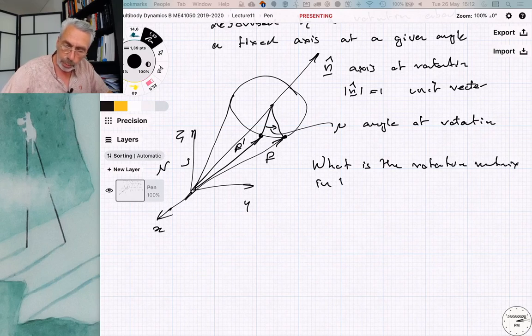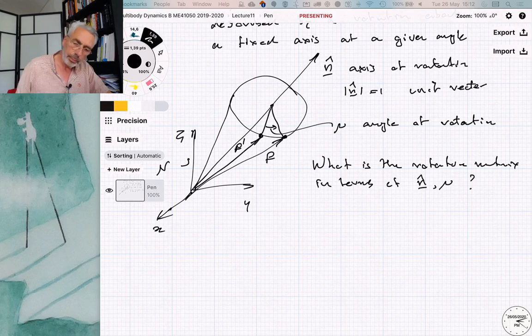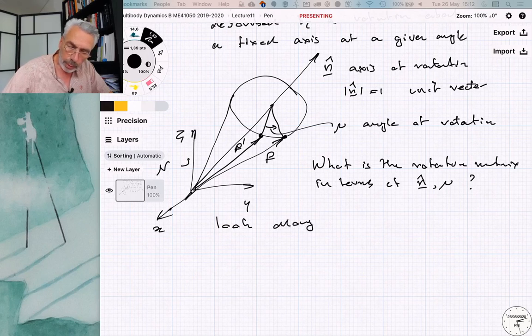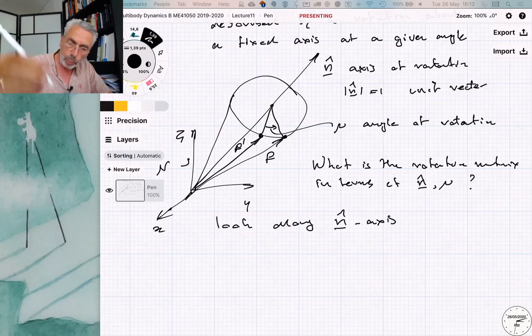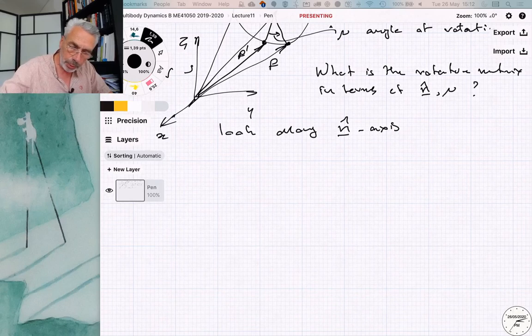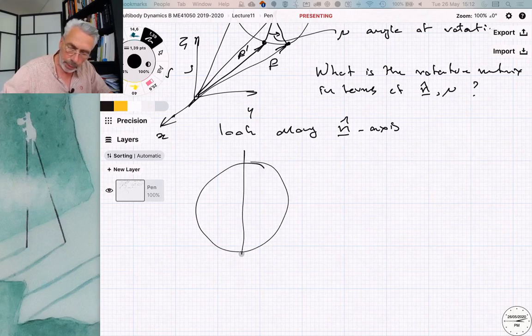In terms of this n, this axis, and this angle mu, right? Now we're going to look along the rotational axis. So we do a top view. We're going to look, and now we have to draw a circle. If we do a top view of that, we get a circle. Circle has a center, of course.